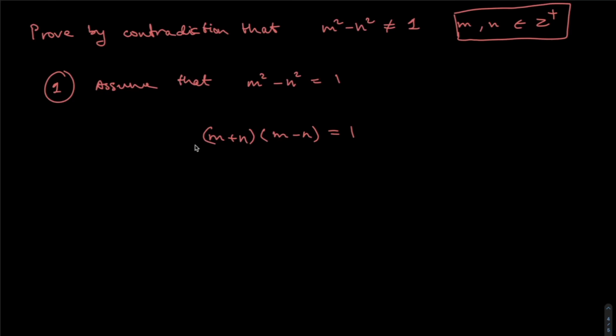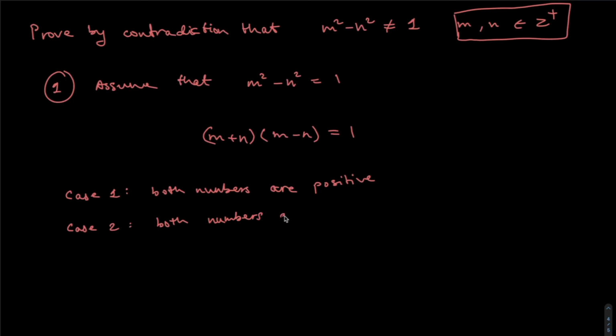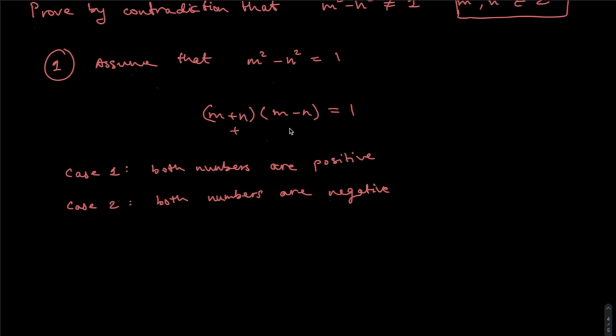So now, if two numbers are being multiplied and they equal 1, there can only be two possible scenarios. Case 1 is that both numbers are positive. Or case 2, both numbers are negative. So either we have plus plus, or we have minus minus. And that's the only way you can get 1 as the final product.